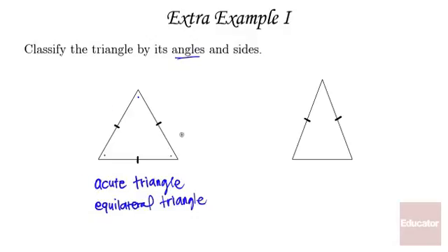So this type of triangle has 2 names. This one, okay, so then this is acute, acute, and acute. So therefore, this is an acute triangle. And then by its sides, we have 2 that are the same. So this is an isosceles triangle. Okay, so angles and sides.